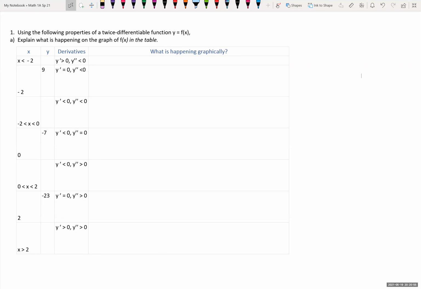Okay, so this was the first question if you had taken the later exam part version B, where you're given information about f of x and the derivative and second derivative, and you're supposed to graph it. So first we're given that when x is less than -2, the first derivative is greater than 0 and the second derivative is less than 0. So basically we know that it's increasing from -infinity to -2. And the double derivative is less than 0, so we know it's also concave down here.